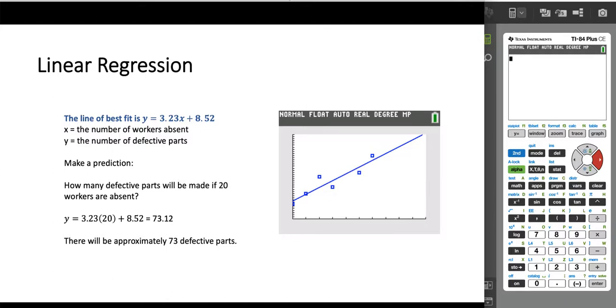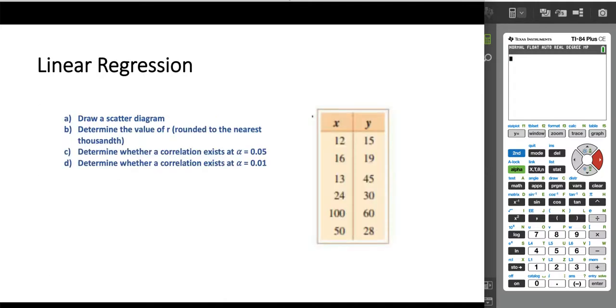That's basically everything you need to know in this section. But let's take it one step at a time here. So, linear regression. What we're going to do is, this is new data. We're going to draw a scatter diagram of this data. We're going to determine the value of R, rounded to the nearest thousandth. That's the correlation coefficient. We're going to determine whether a correlation exists at the alpha equals 0.05 level and alpha equals 0.01 level. If there is correlation, then we'll find a line of best fit.